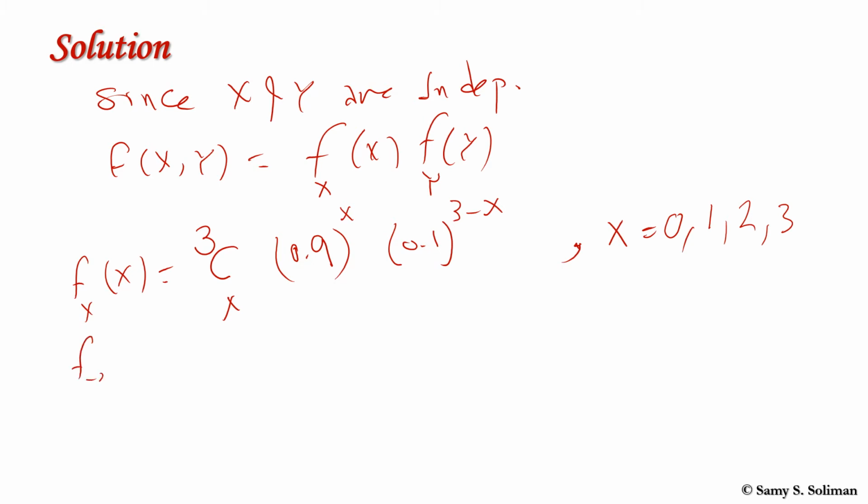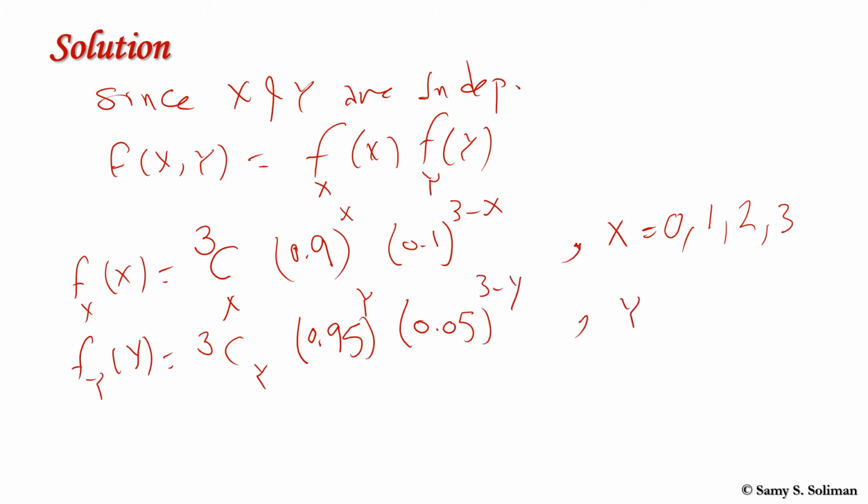Similarly, f_Y of y is equal to 3 choose y, but here's the second device, its success rate was 95%, so 0.95 power y, 0.05 power 3 minus y, and we have y equal to 0, 1, 2, 3, and we can say easily that the joint distribution, which is the required, is the product of these marginal distributions.